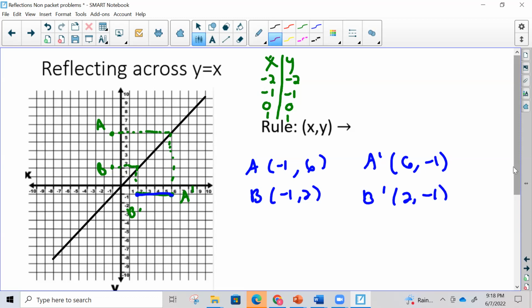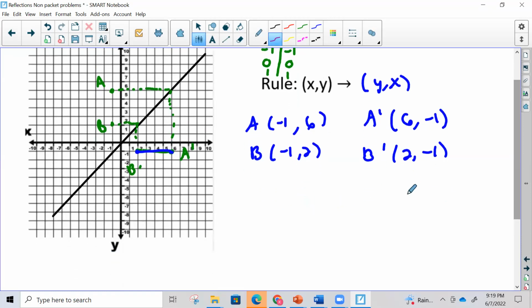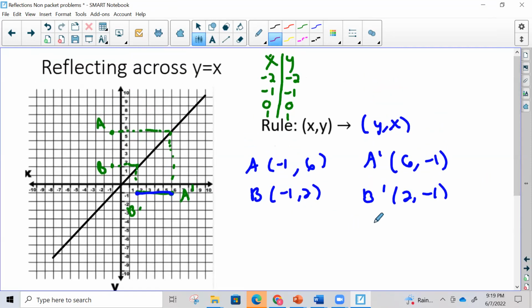Okay, so if we study our coordinates again, they're the same signs, but they're switched. So this x became y and this y became x. So the rule for y equals x is (x, y) becomes (y, x). And again, you don't change the signs, you just switch the coordinates. So this one's easier than y equals -x. Okay, so that's how you reflect across y equals x.